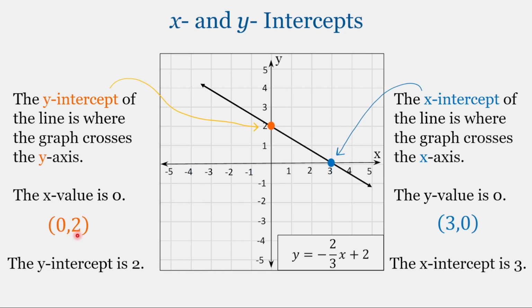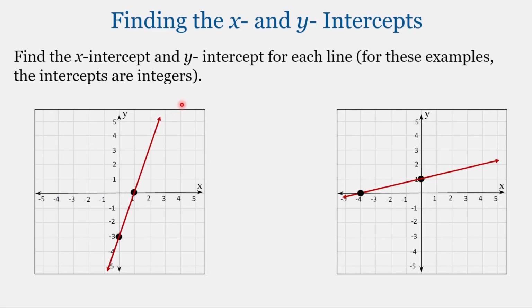Let's practice finding the x and y-intercepts of a few lines. We'll do it graphically first. So we're going to find the x-intercept and y-intercept for the two lines below. And for these examples, assume that the intercepts are integers. Now I say this because appearances can be deceiving. So never assume a value just from the pictures.